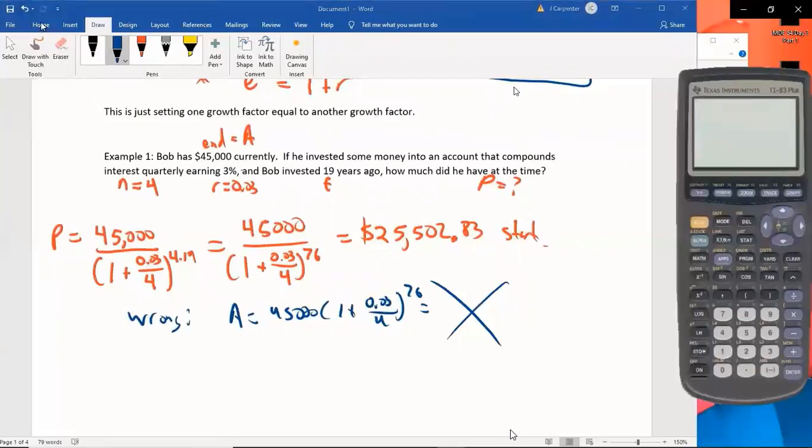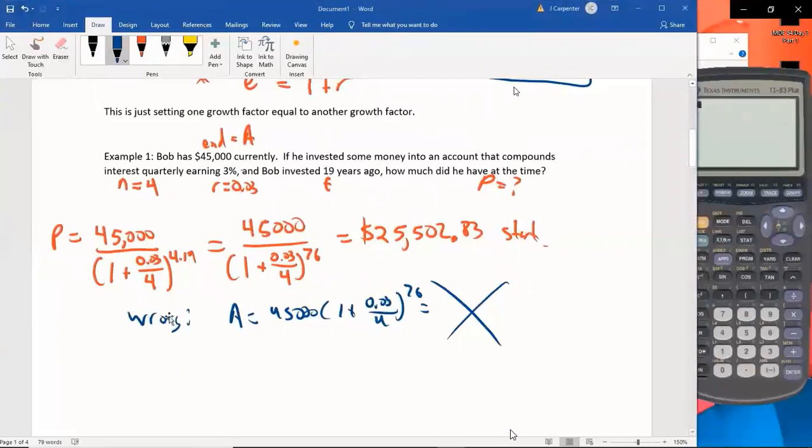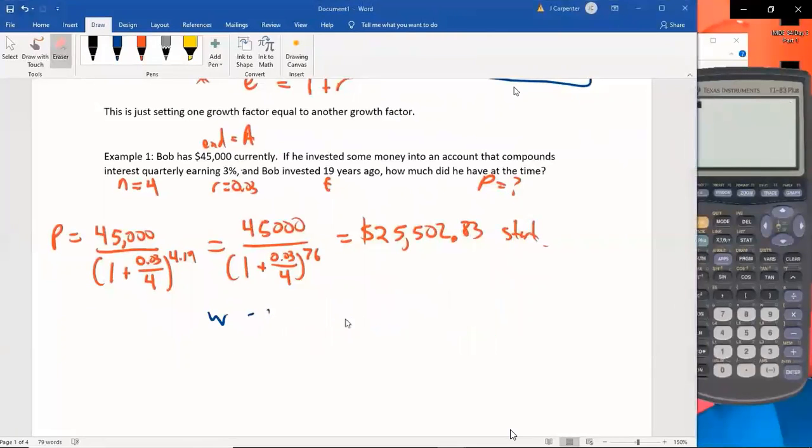All right. So I just want to erase everything that was wrong. I want to erase everything that's wrong, not move it. All right.